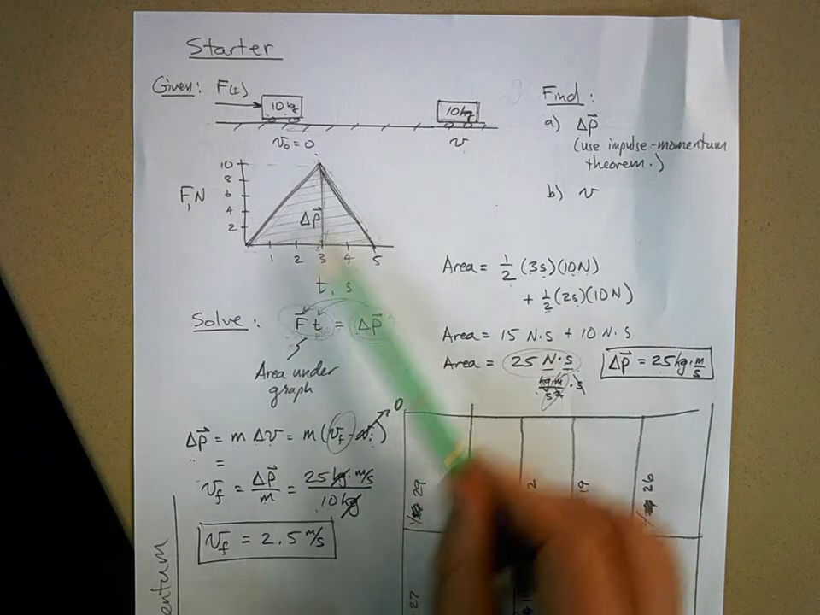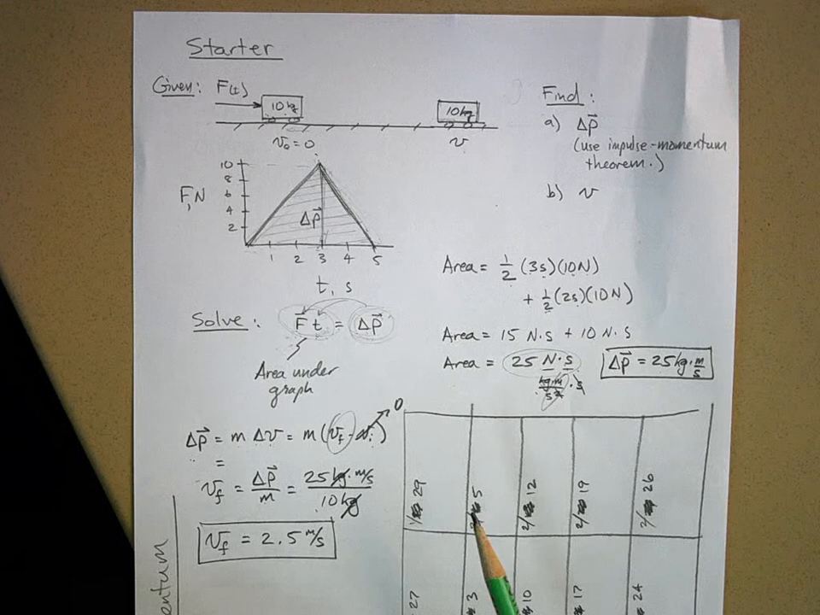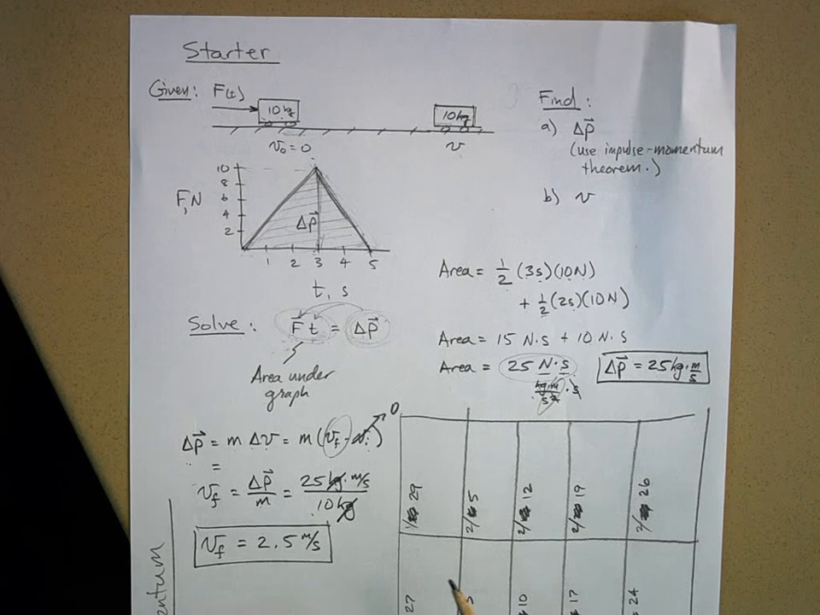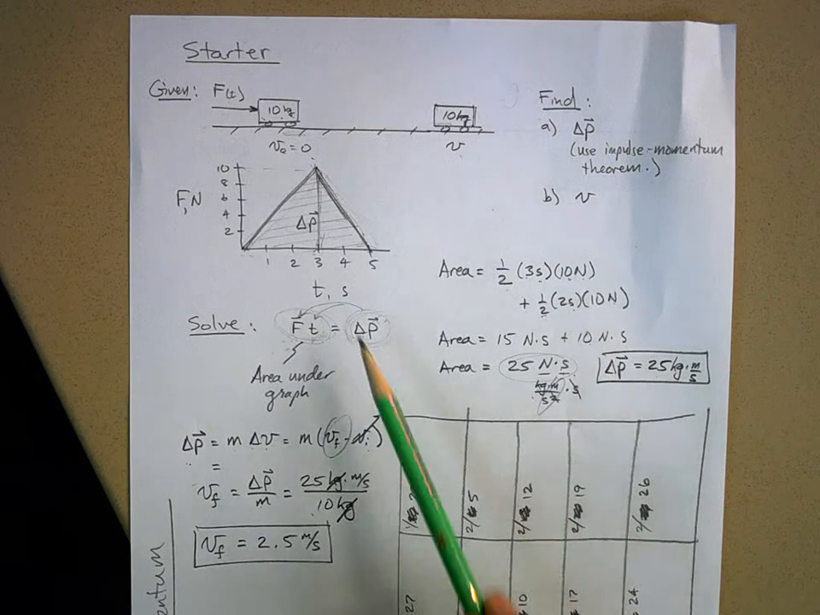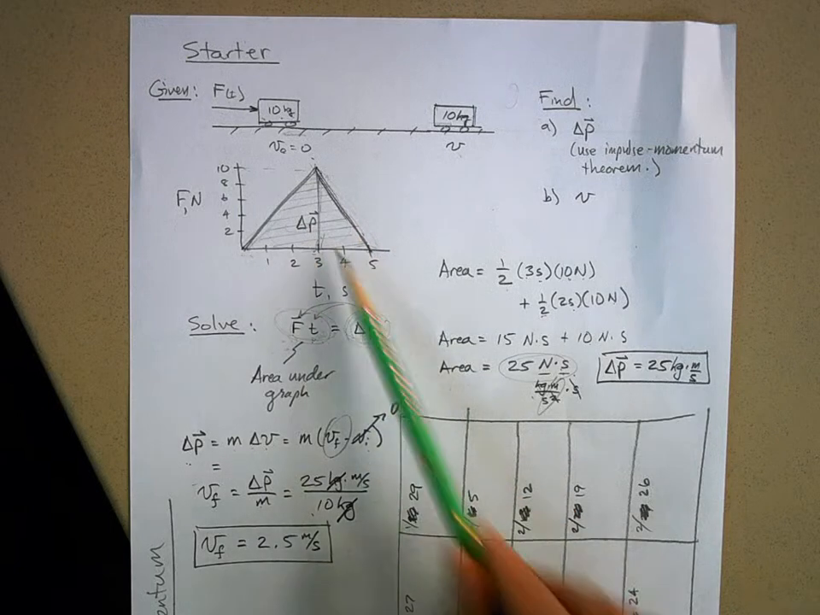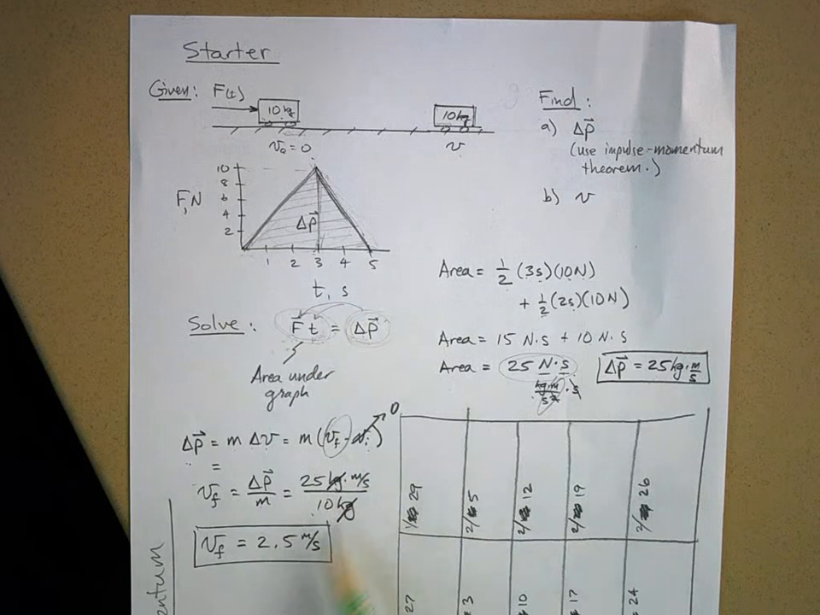There's a name for that, by the way, graphing it and figuring out the area underneath it. It's called integration, which we've talked about before and you learn about in your calculus classes. Once we figure out the area underneath it, that's equal to the change in momentum. Then if I know the mass, I can figure out the change in velocity, and if I know the initial velocity, I can figure out my final velocity.